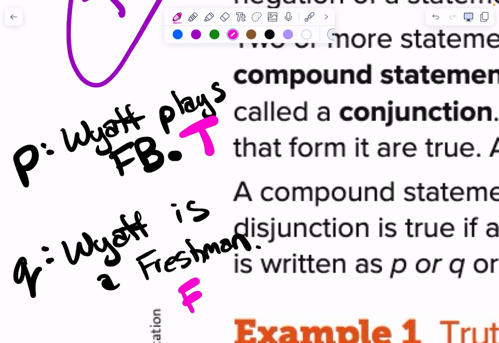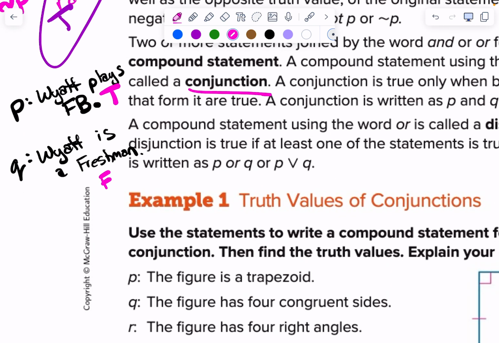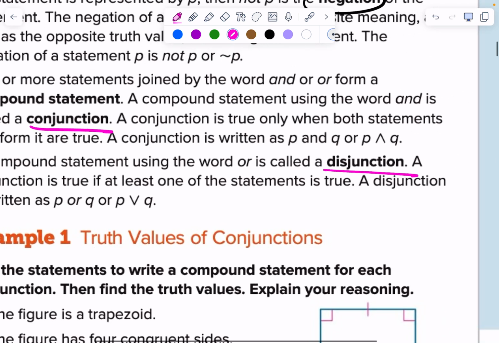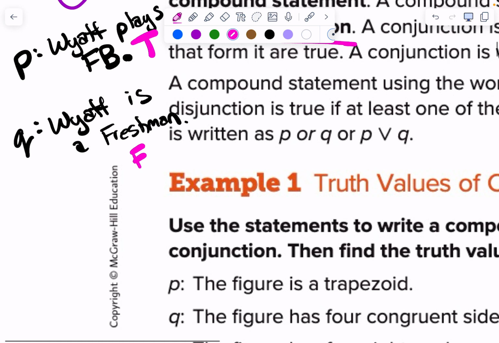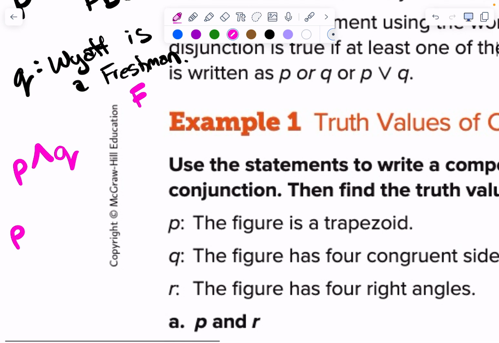Now, we're going to talk about those 2 statements if I combine them together. There is something called a conjunction and there's something called a disjunction. Here's what a conjunction says. A conjunction is P and Q. Do you see how that little symbol makes an A? A disjunction is P V Q, which is or, right? So we have P and Q, and we have P or Q. Do you see how this works?